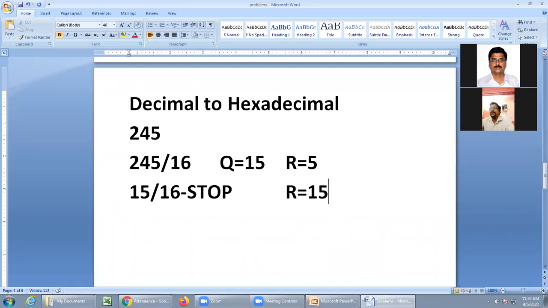Is it right? Is it right? Answer, come on, in the chart. Answer, is it right? Hmm? If not right, then what should be the answer? If right, why it is right?